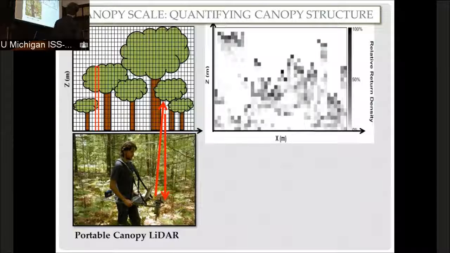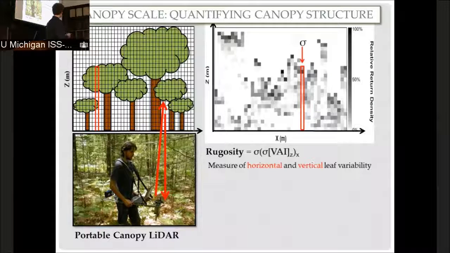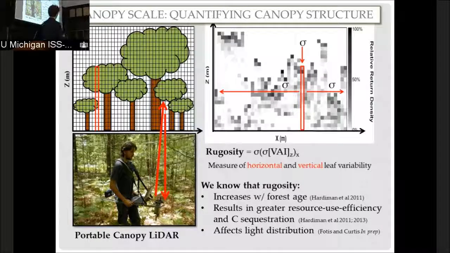And so this essentially creates a two-dimensional matrix of the distribution of the canopy elements in horizontal and vertical space, and then this can be used to quantify the canopy in many different ways. The main metric we use is something we call rugosity, and this is the horizontal and vertical variability in leaf distribution. So you would take the standard deviation of the leaf distribution in each of the vertical columns along the axis, and then take the standard deviation of those values from each other. And higher rugosity values equal more leaf variability. And so over the years, what we found is that as forests increase in age, the rugosity tends to go up. This increase in rugosity increases the resource use efficiency and carbon sequestration of the forest, and has important effects on light distribution.